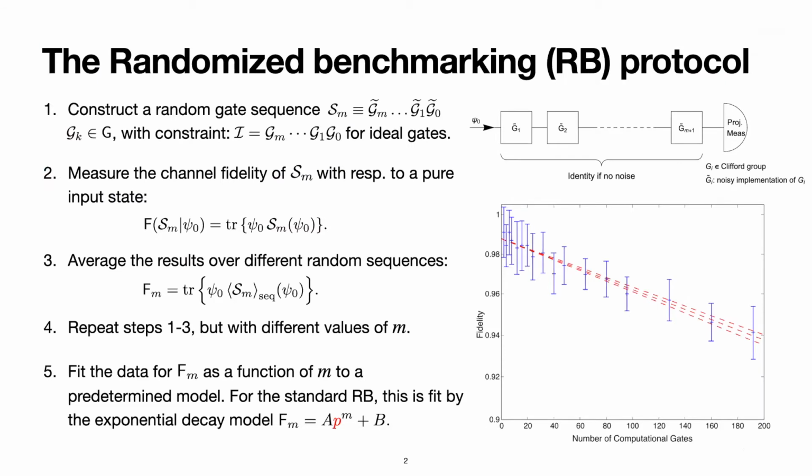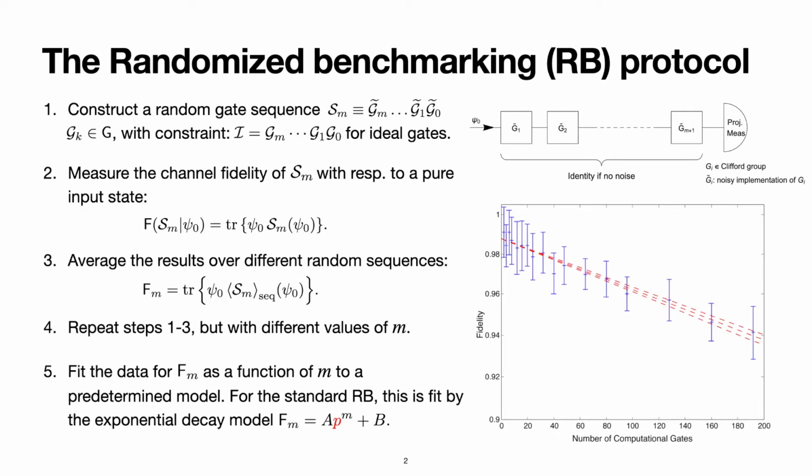For those unfamiliar with this topic, allow me to first summarize the steps specified in the randomized benchmarking protocol. It can essentially be broken down in the following steps. First, we construct the random gate sequence S_M, which consists of m plus 1 gates, G0, G1 to Gm, each sampled randomly from a group of transformations G, under the constraint that they compose to the identity channel if these gates were noiseless. Here we use the tilde G to denote the actual implementation of the gate, while the untilded G denotes the idealized transformation of the gate.